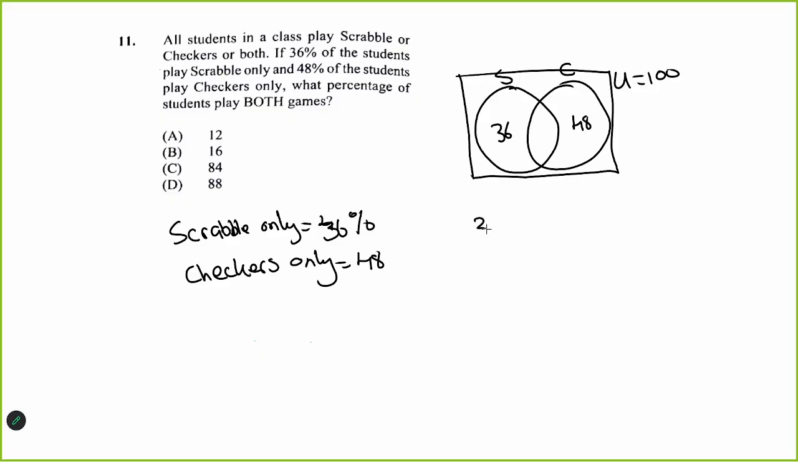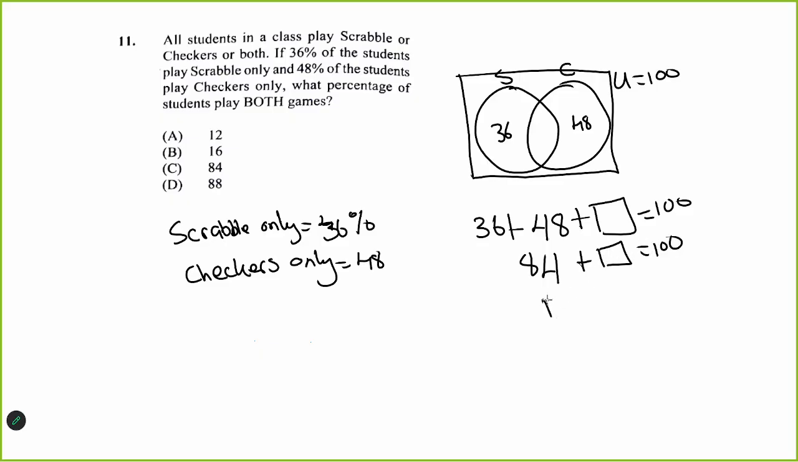So we know 36 Scrabble only plus checkers only 48 plus a box is equal to 100. Yes? So 8 and 6 is 14, 4, 5, and 3 is 8. So 84 plus some number is equal to 100. So that some number would be 100 minus 84, which is equal to 16. So 16% would have played both games. Everyone understand?